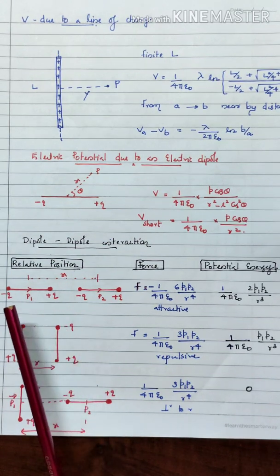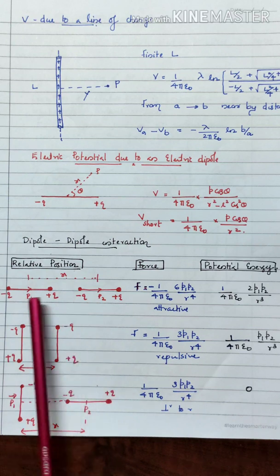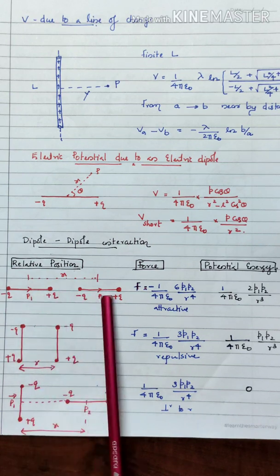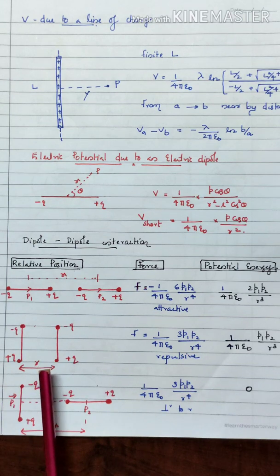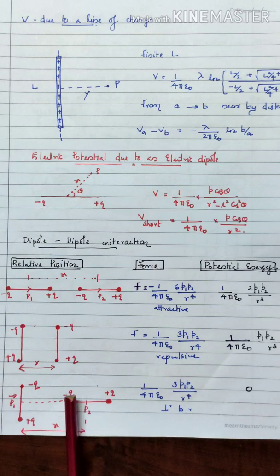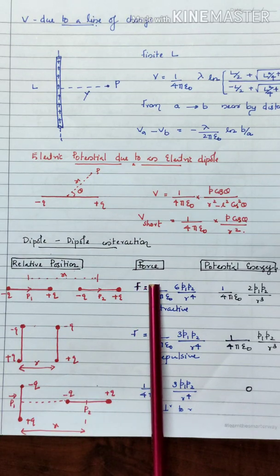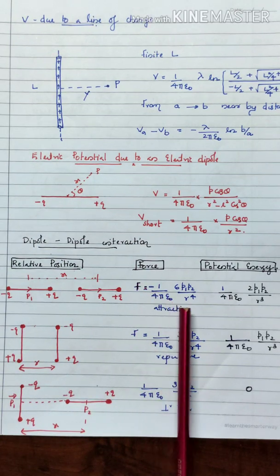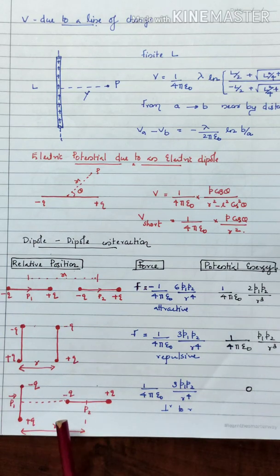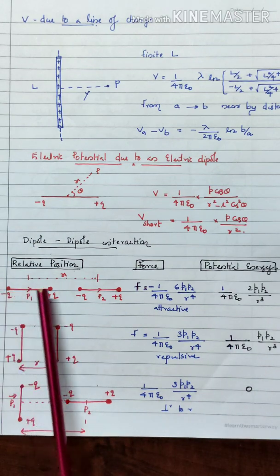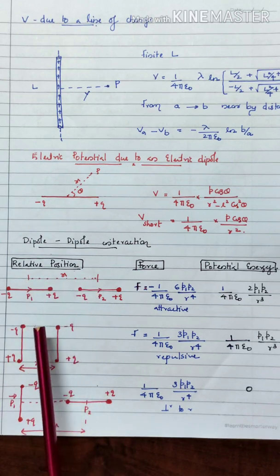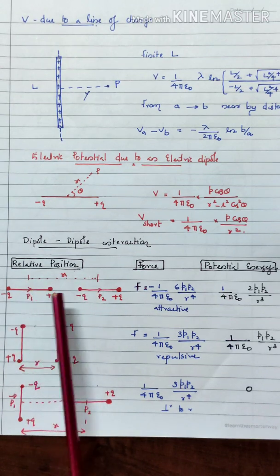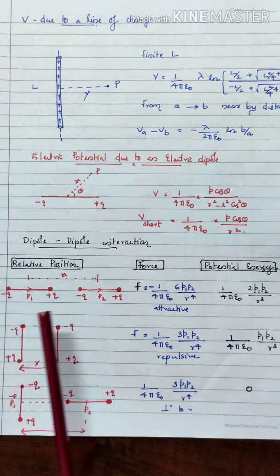Look, if along the axial line they are parallel, but perpendicular, what is the relation for the interactive force between the dipoles and the potential energy? And here the two dipoles are aligned like this with their centers separated by a distance of r apart, and each one has dipole moments P1 and P2.